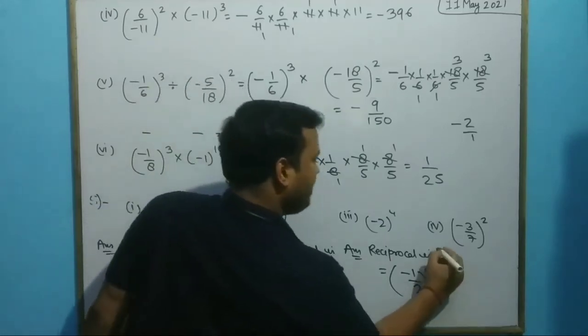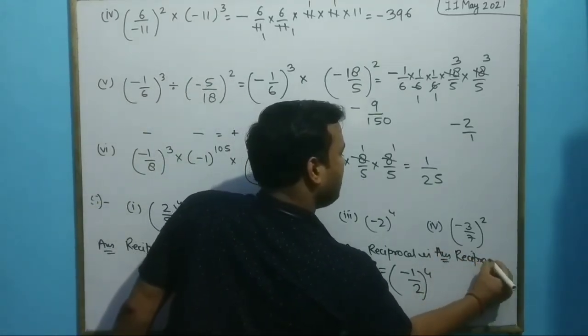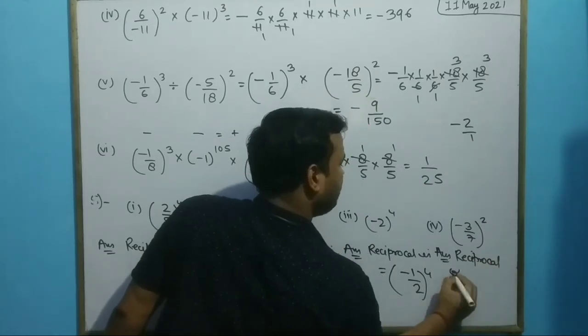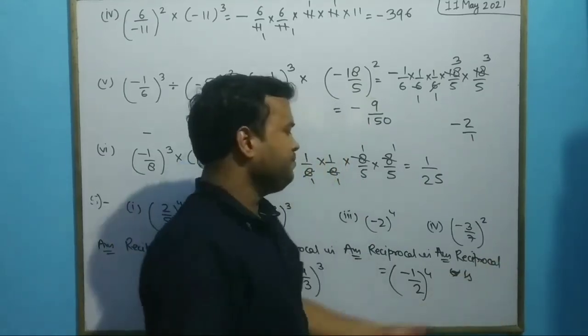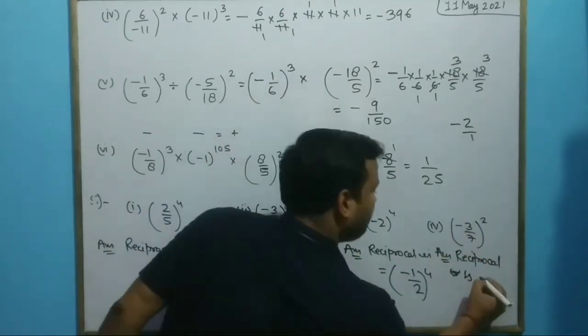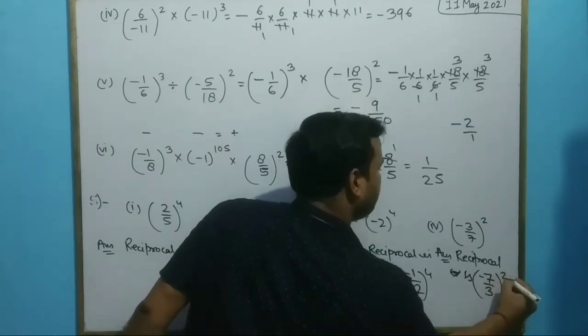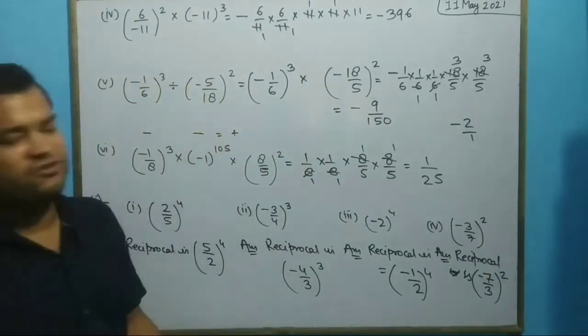The final one, here we can write the reciprocal. It is minus 3 by 7, we will reverse it, it will be minus 7 by 3 and the power will be 2. Okay. Let us see the next question.